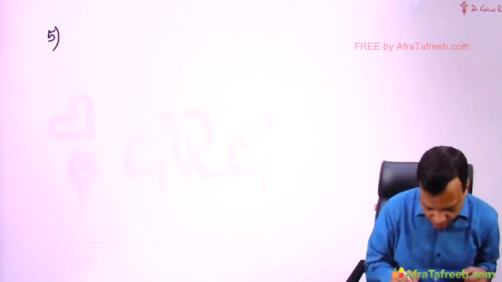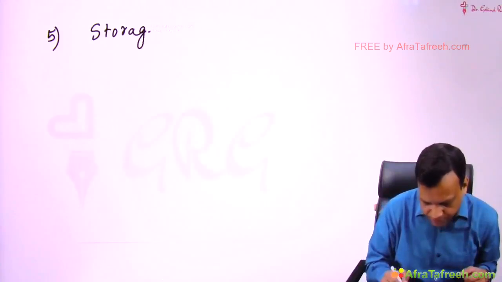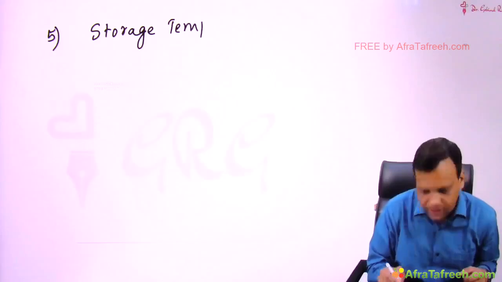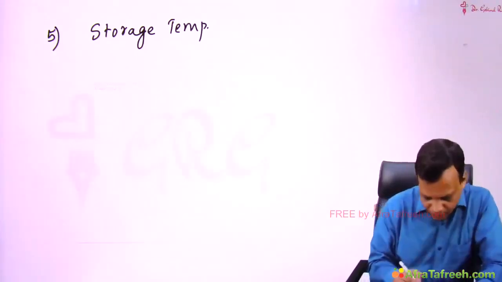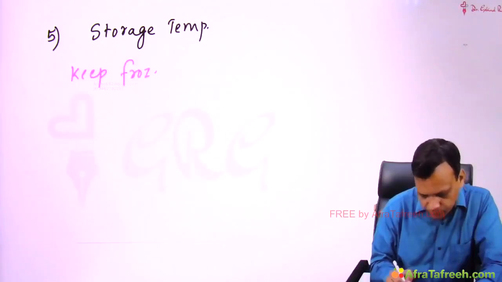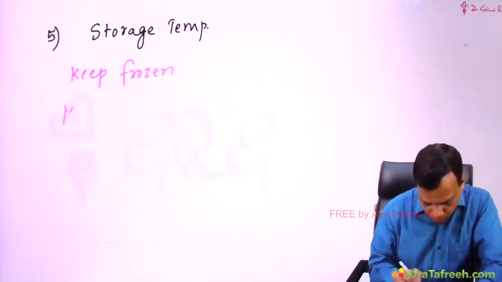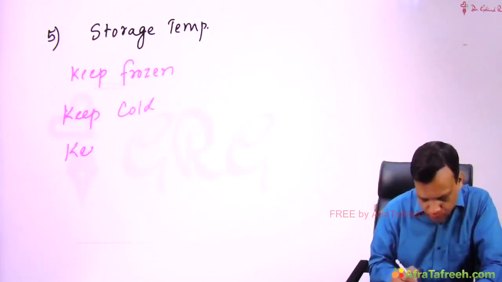Now the last thing written on the drug label is storage temperature, how to store the drug. So three types of things are written on the drug label. One is keep frozen. Second is keep cold. And third is keep cool.